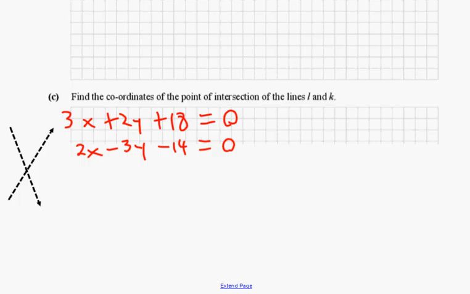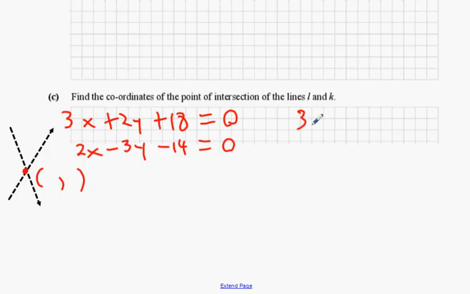Now when you're talking about points of intersection, when you're talking about points on a graph, what is a point on a graph? What does it mean? And how do I describe that? An x value and a y value. Two values, okay? So what we're going to do here is we're going to do a simultaneous equation.